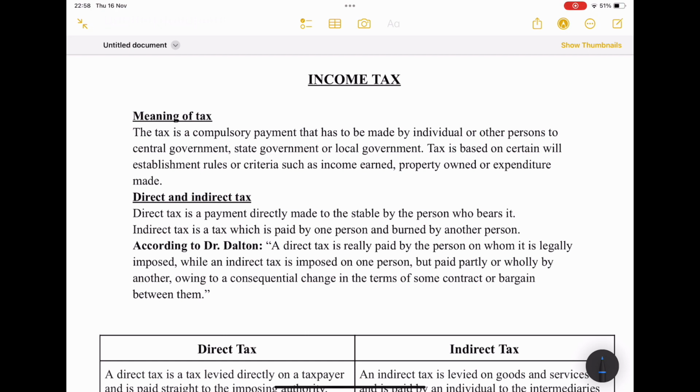Tax is based on certain established rules or certain criteria such as income earned, property owned or expenditures made. So here we can say that tax is a financial charge paid by the citizens of respective countries to the government. Here they have only given, based on certain established rules.